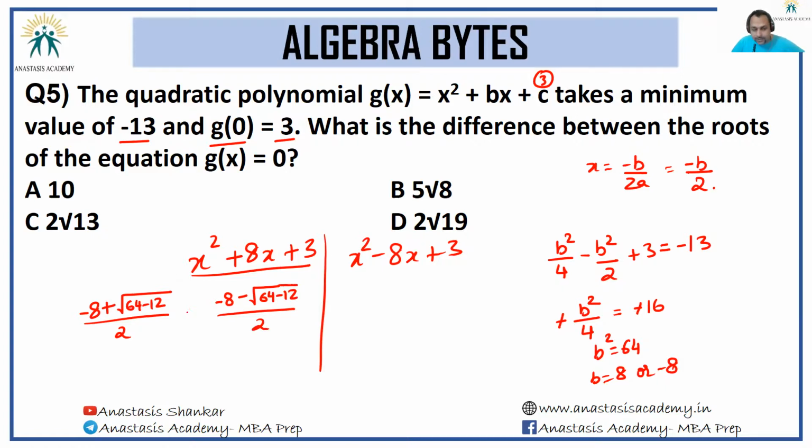Finally, I needed the difference between them. So I'll take difference. Can you see this portion of minus 8 will get cancelled anyway? And then what are we left with? We are left with root 52 by 2 plus root 52 by 2, because these two minuses will interact with each other and turn to positive. So I'll finally be left with root 52 here, which is equal to 2 root 13.